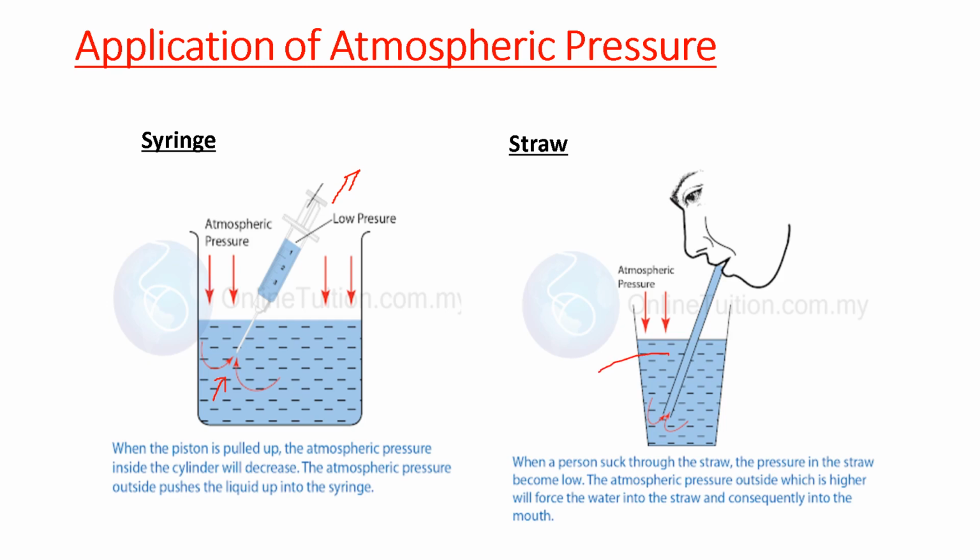Similarly, when we are drinking any liquid through a straw, when we try to suck the fluid, first the air present in the straw is removed, due to which the pressure inside the straw decreases, and this is the reason the fluid enters the straw and we are able to drink that fluid. So these are the two simple applications of atmospheric pressure: syringe and straw.